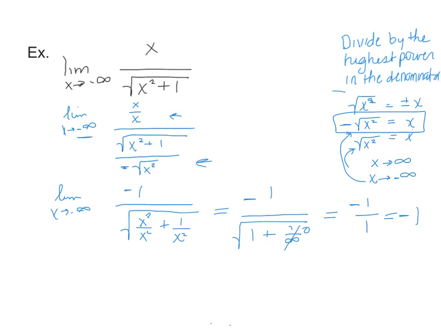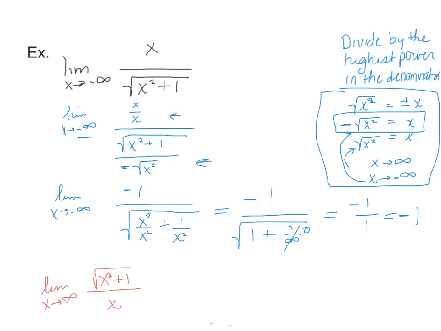So it's this idea right here that you're going to use when you have the square root in the denominator. Now, if it's flipped over, if you had the square root of x squared plus 1 over x, let's say the limit as x approaches infinity, then the highest power is in the denominator, that would be x. So you would take the square root of x squared plus 1 in the top, over x over x. And because it's to infinity, this would be positive. And so you would do the same thing, only in the numerator.